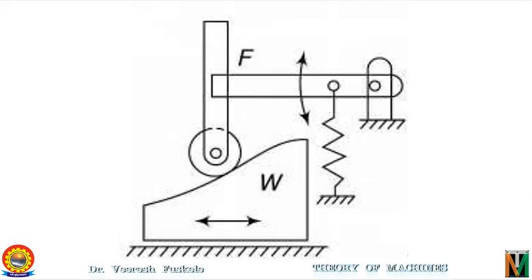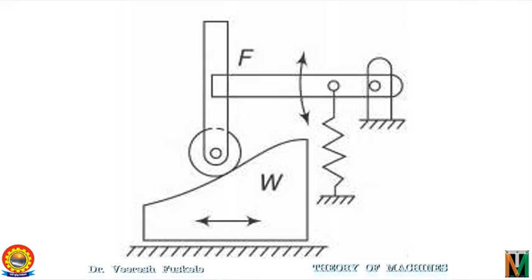Similarly, for this oscillating roller follower, again we have a spring to ensure that the follower can be driven in this direction by rotation of the cam, but to ensure that the contact is always maintained even while the follower has to come in this direction, it is the spring which will help to maintain the contact between the roller and the cam surface.